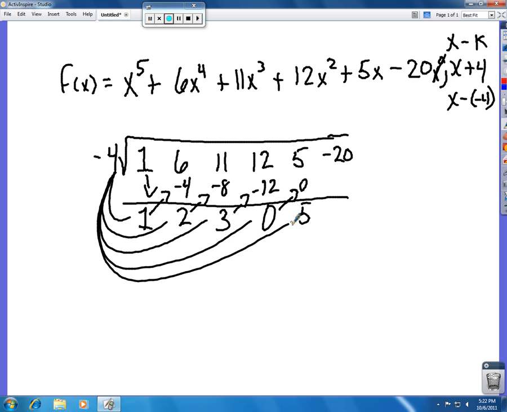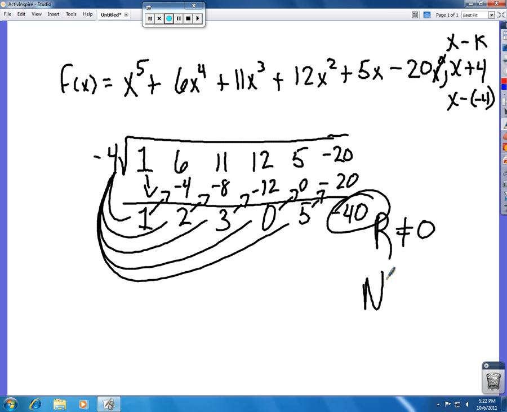And we got negative 20 goes here. Combine those, you're going to have negative 40. So now this here is your remainder, and it is not equal to 0. So therefore, no, x plus 4 is not a factor of f of x. So, like I said, it's pretty easy. So, kind of going pretty quick on it.